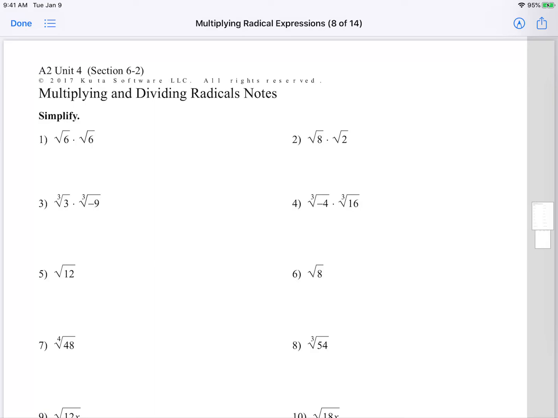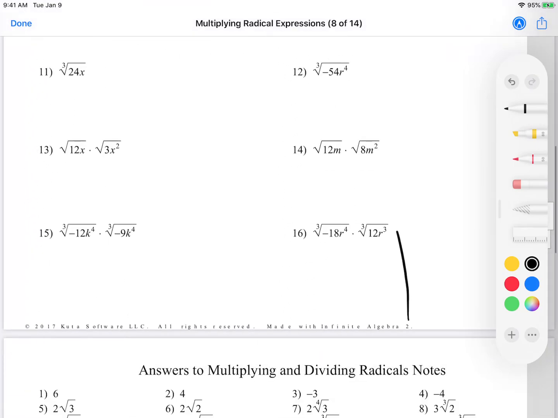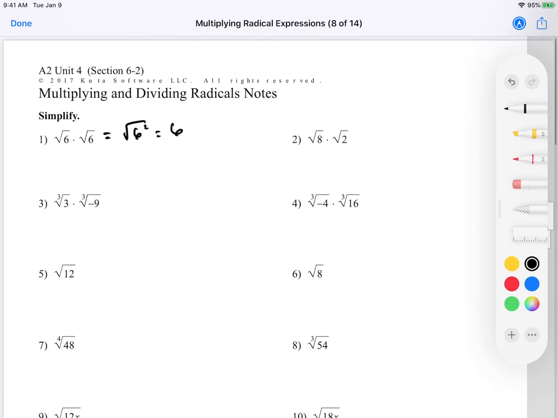So how we might simplify this. I'm going to do just a couple of problems here. If I look at number 1, and I multiply them together, the square root of 6 times the square root of 6, this is the same thing as the square root of 6 squared. Well, what's the square root of 6 squared? It's 6. Technically we're supposed to do plus or minus 6, but we only do that when we're solving. If we're simplifying, we are just looking for the principal root.